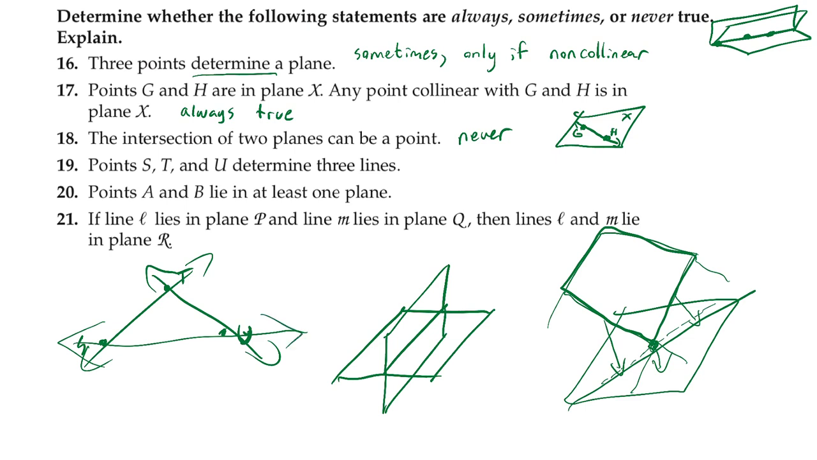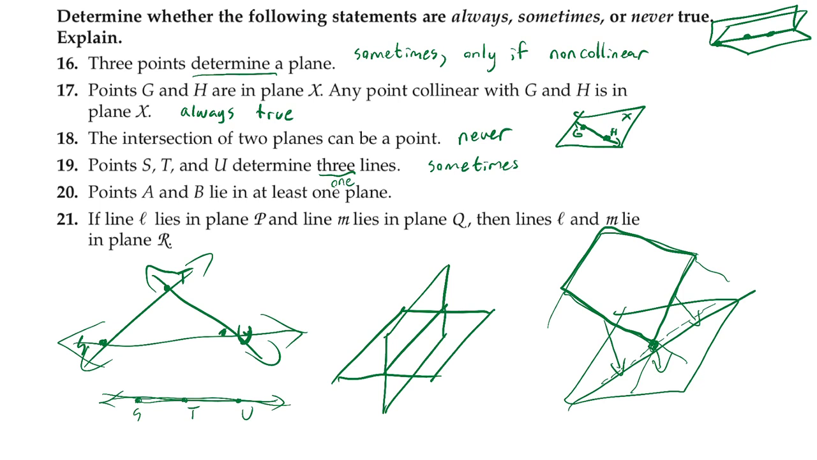Except, is there any time when they don't determine 3 lines? Yeah, what about the assumption that they're a triangle? What if we put S, T, U like this? Now S and T make this line, T and U make the same line, S and U make the same line, so they could just determine one line in space. So yeah, sure, we can name it lots of different ways, but it's only one line in space. So this is sometimes, and it has to do with whether or not they're collinear.